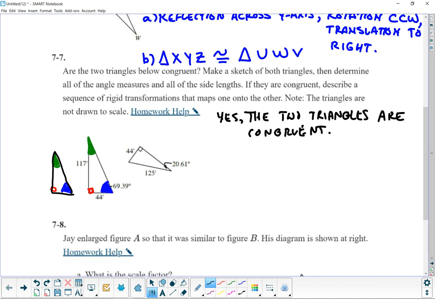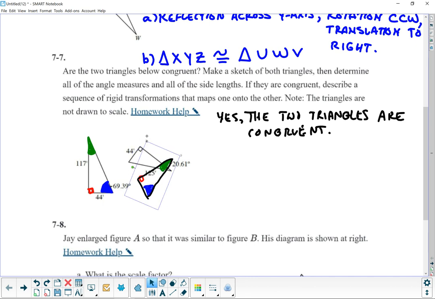Okay, make a sketch. Did that. Then describe all the angle measures. Right. We actually have that on there already. So you might need to write it on here, whatever that's missing. So whatever I didn't have, you need to write it in and write on all the sides. Right. So I wrote it down earlier, but they're gone now. And if they're congruent, describe a sequence of transformations that maps one onto the other.